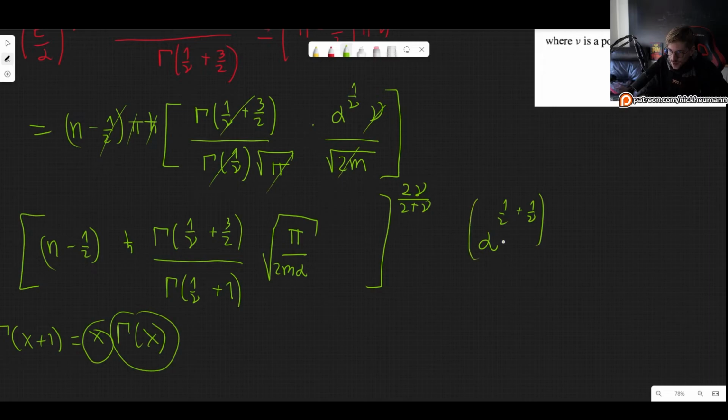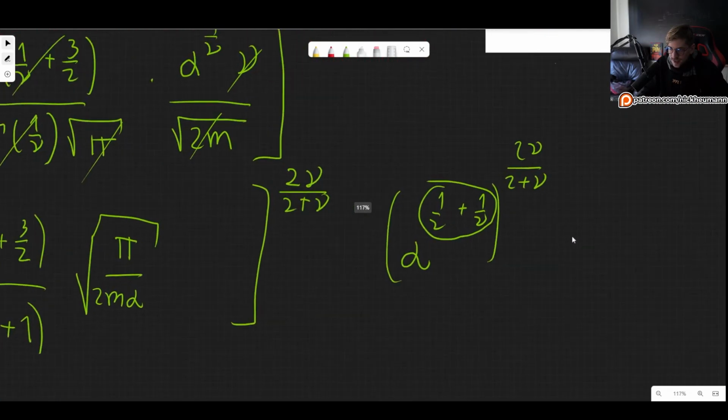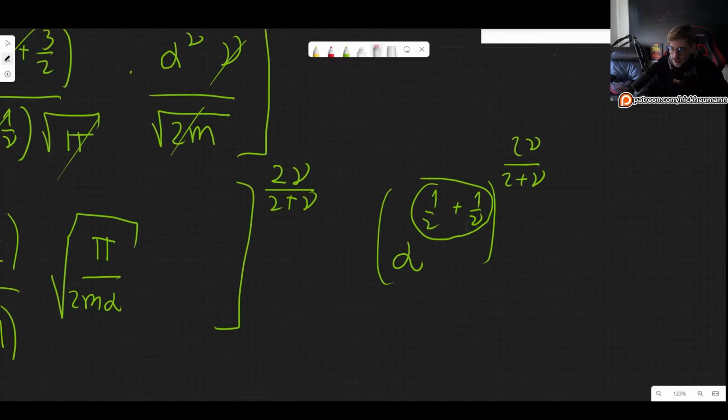This is raised to the power 2 over nu, 2 plus nu. But these two things will cancel out, because 1/2 plus 1 over nu is precisely the thing that we had before. So if we take a common denominator here, we get 2 plus nu divided by 2 nu. So 2 plus nu divided by 2 nu.